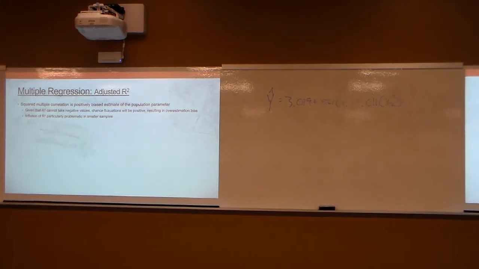So, other thing we could talk about here is an adjusted R squared, okay? So again, if we're thinking about the squared multiple correlation, your R squared, this is a biased estimate of the population parameter, okay? Based on what we talked about, if we think about R squared as the same as eta squared, why might we have concerns that R squared is going to be a positively biased estimate of the population coefficient?